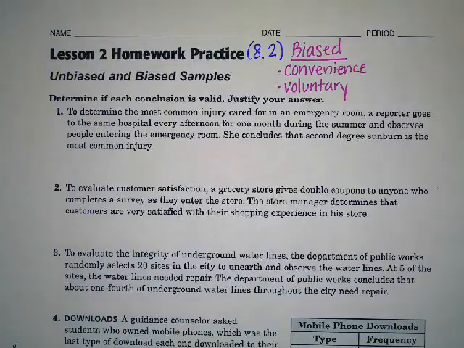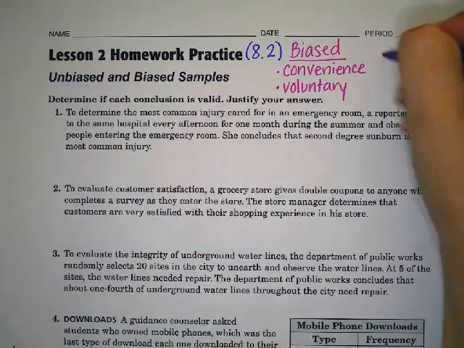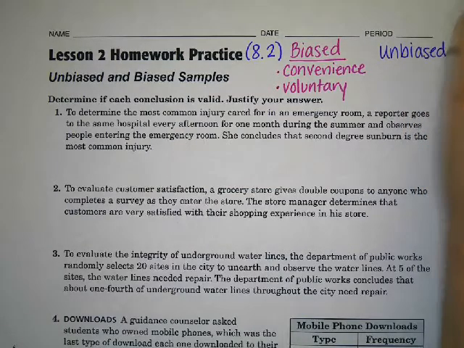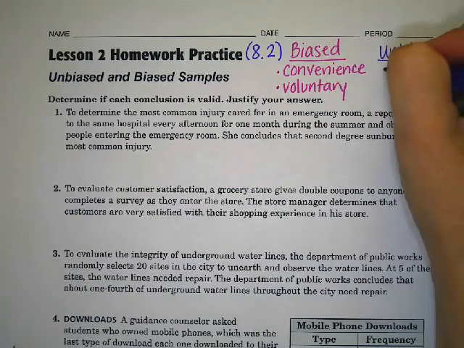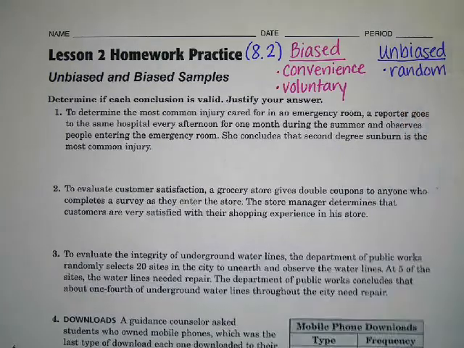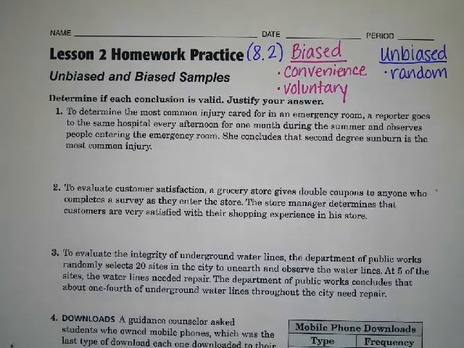So on the opposite side of that are your unbiased samples. Okay, and remember that unbiased samples are random. Most of the time they're random samples and they include all of your population.